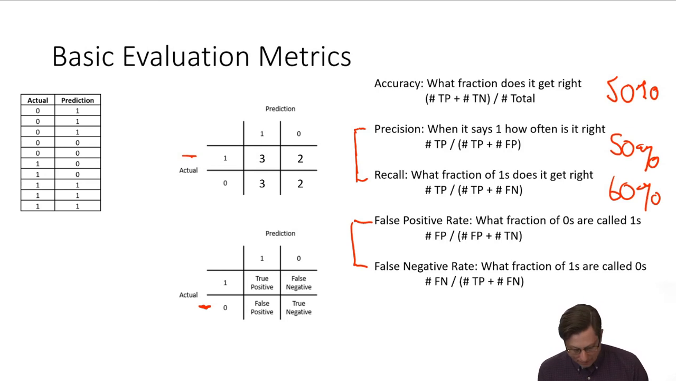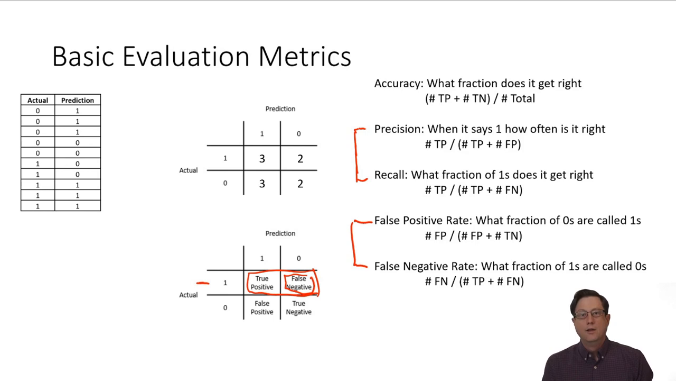Okay, the false negative rate. The false negative rate is what fraction of the ones are erroneously called zero. So that's the false negatives divided by the true positives plus the false negatives. And I stopped calculating them because the math was just too hard. It was killing my brain, but you get that sense.